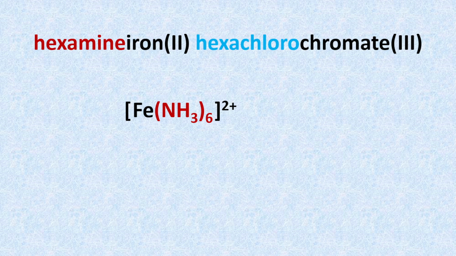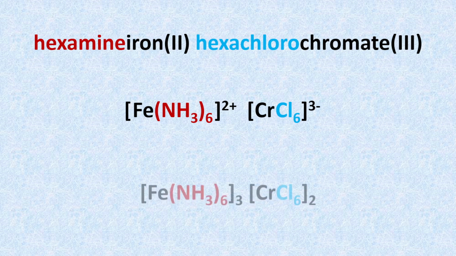hexachlorochromate. Since the chloride carries a -1 charge while chromium has a +3 oxidation state, therefore the anionic coordination sphere carries 3 negative charges. Now balance the coordination sphere using the crisscross method to get the chemical formula.